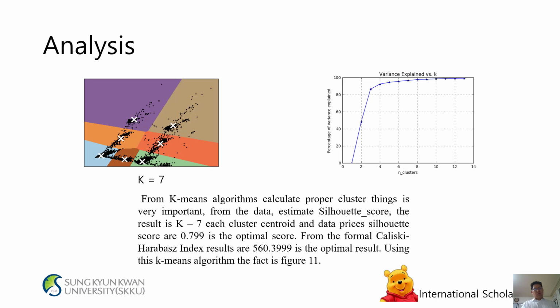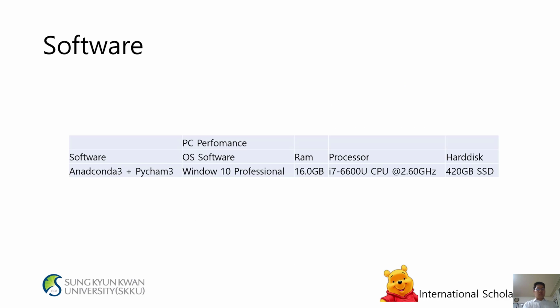Analysis, K equals 7. From the k-means algorithm, calculating the proper cluster number is very important. From the data, estimating the silhouette score, the result is K equals 7. Each cluster centroid and data prices silhouette score are 0.799, which is the optimal score. From the Calinski-Harabasz index, the result is 560.3999, which is the optimal result. Using the k-means algorithm, the result is figure 11.